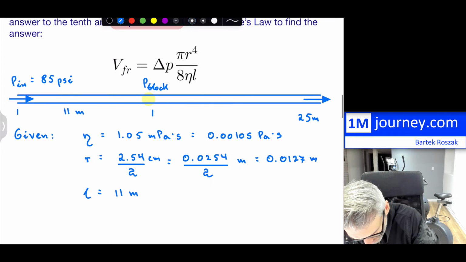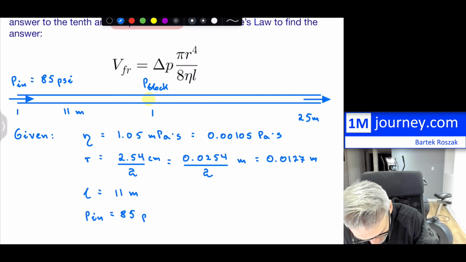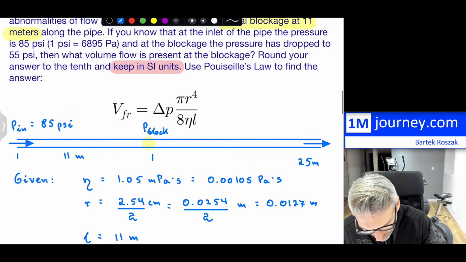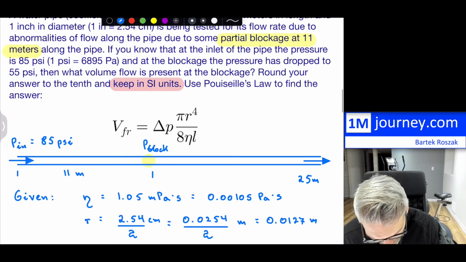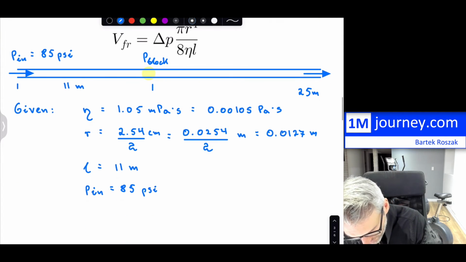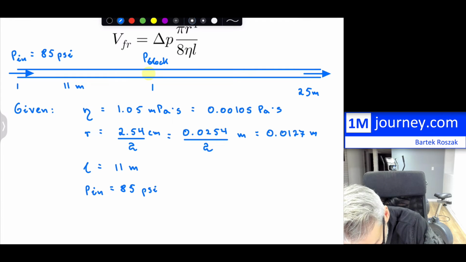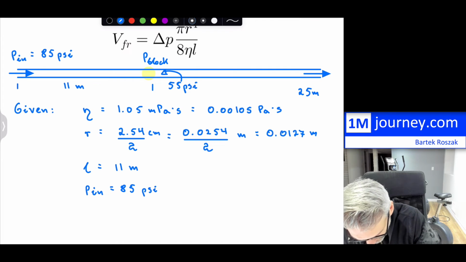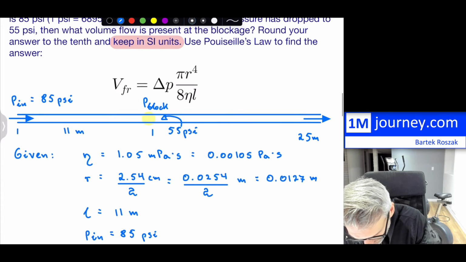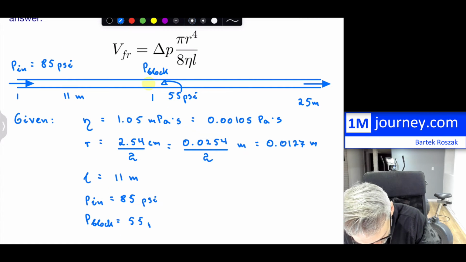So I'm going to put in here the pressure at the inlet is equal to 85 psi. And then hopefully I have the pressure at the blockage. So if you know that at the inlet of the pipe the pressure is 85, and at the blockage the pressure has dropped to 55, there is a drop here, and this drop is 55 psi. So that's happening at the blockage there. So P blockage is 55. All right, so we have that.